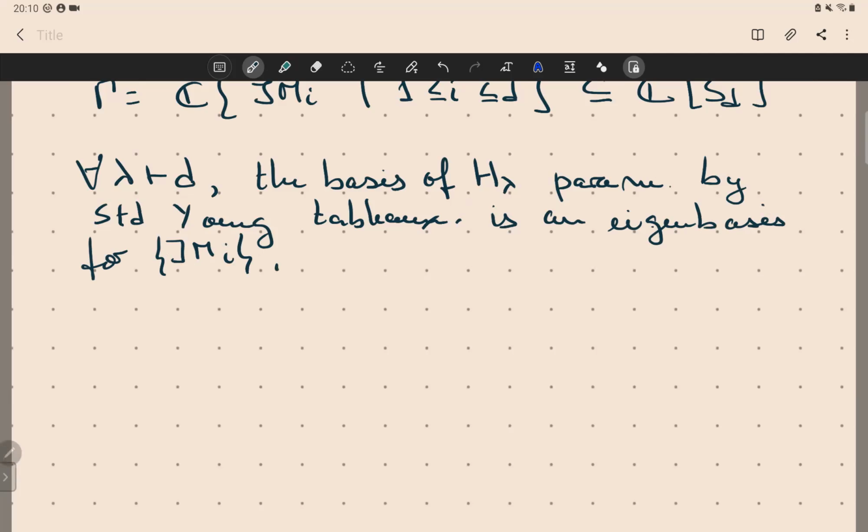Even more, if I try to compute this, so if I want to know what the eigenvalue is for the ith Jucys-Murphy element, what I have to do is look in which box you find the number i. You have to look at its x coordinate.